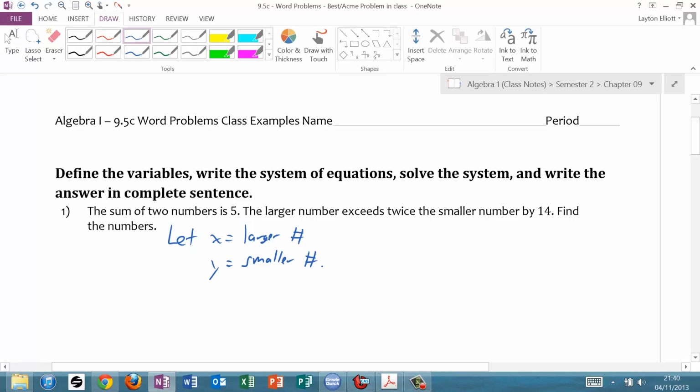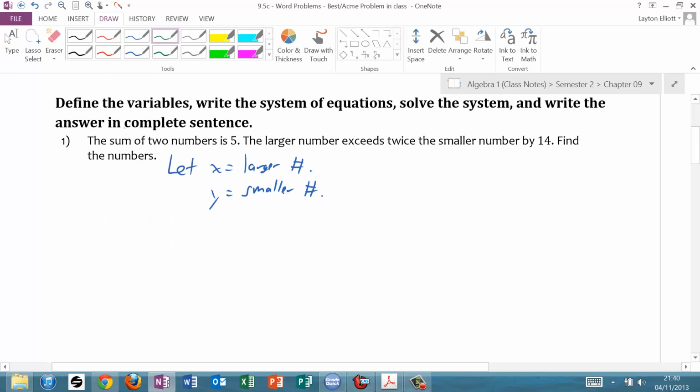And then we're going to do a direct translation. This is good skills that you need to practice for everything that follows. The sum means plus, so the sum of two numbers is 5: x plus y is equal to 5. That is equation number 1. We need a second one. The larger number, which is x, exceeds twice the smaller number, well, that's 2y, by 14.